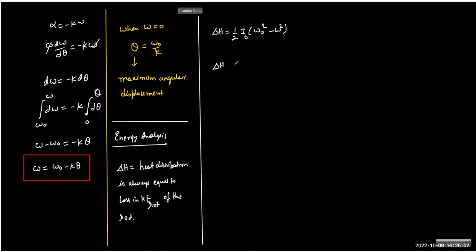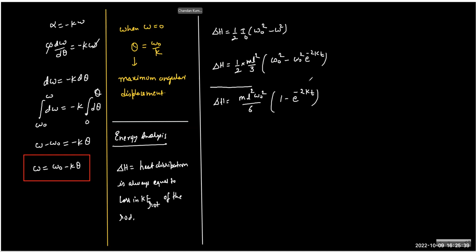And if you wish to write in terms of time t, we know that omega squared is omega naught square, and omega we can write as omega naught e power minus kt, so it is e power minus 2kt, right? So the delta H will be ml square omega naught square by 6 into 1 minus e power minus 2kt. So you can write the amount of heat dissipation as a function of time t by this simple relationship.